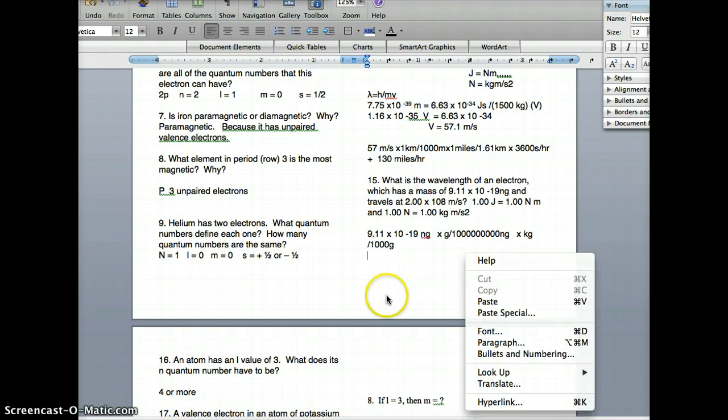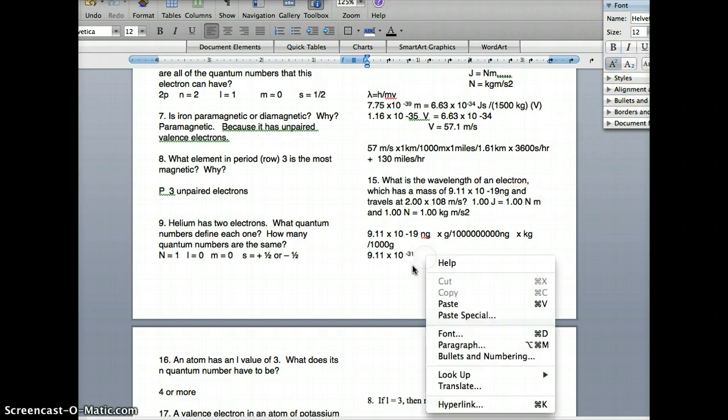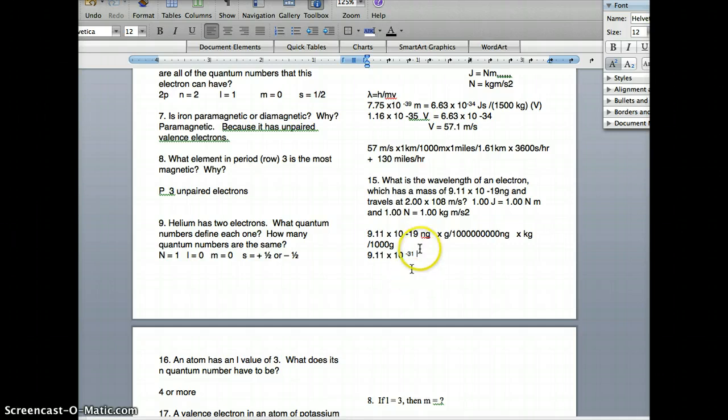So your final answer there would be 10 to the negative 19th divided by 10 to the 9th divided by 10 to the 3rd. So really 10 to the negative 19th divided by 10 to the 12th. So you're going to end up with 9.11 times 10 to the negative 31. You can either use your knowledge of exponential notation and work that out by subtracting the exponents, or you can do it on a calculator and make sure you get the same number. And the unit there would be kilograms.